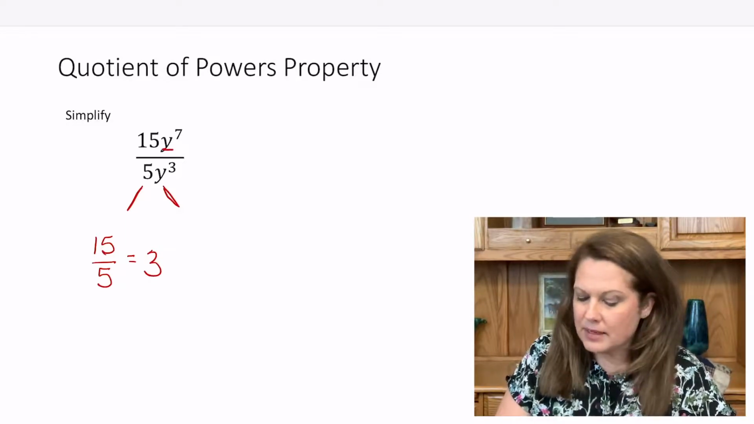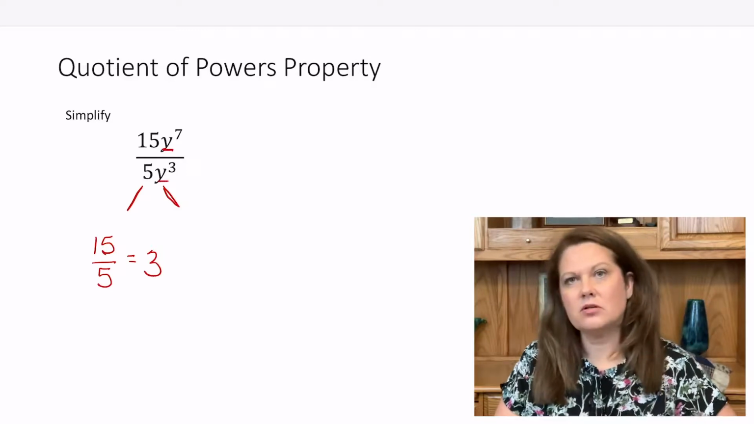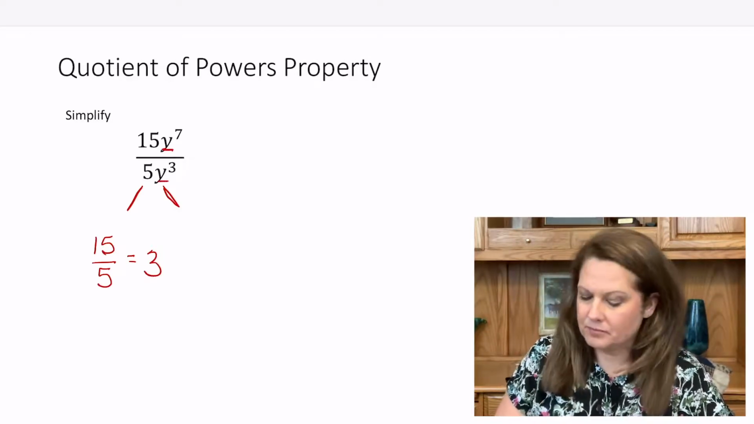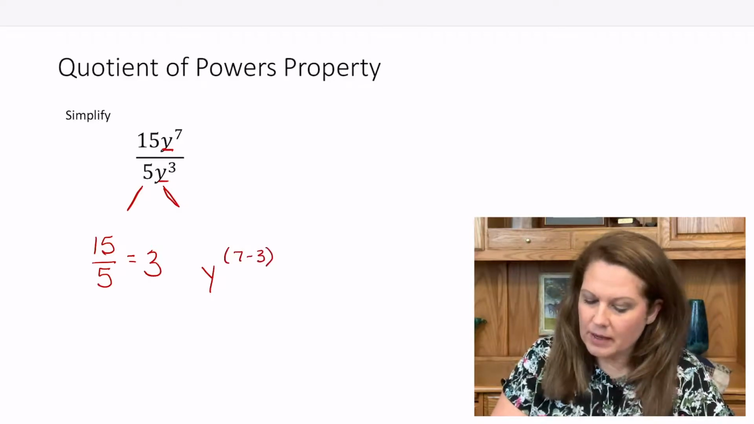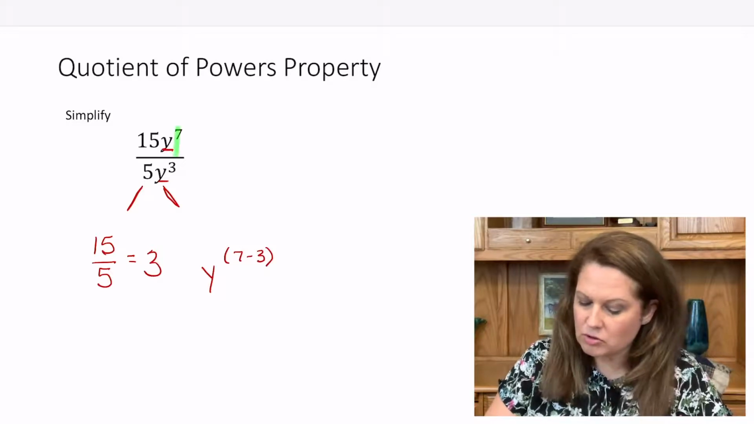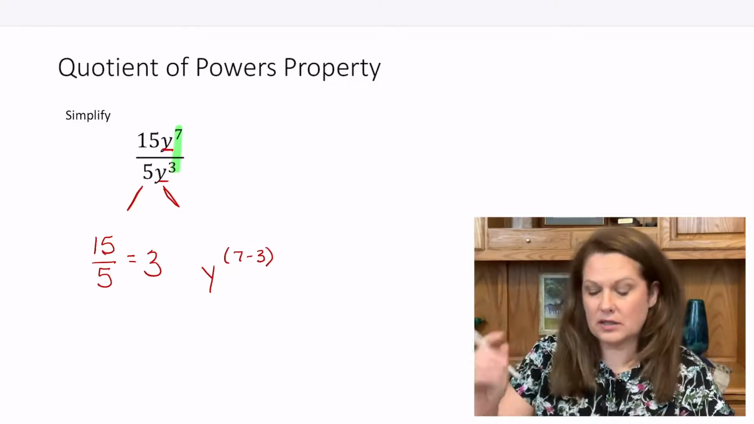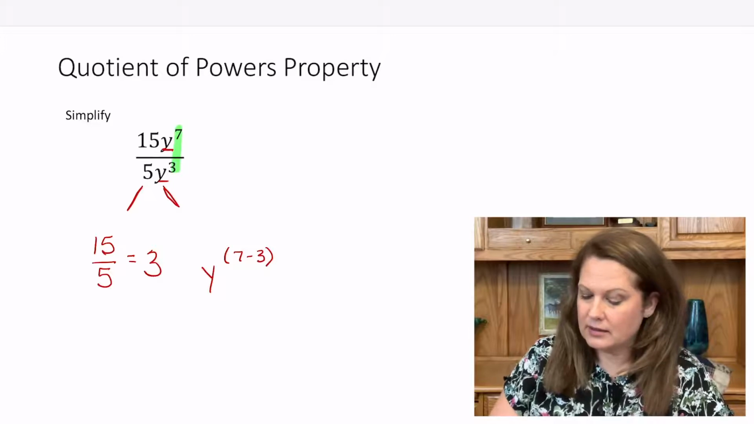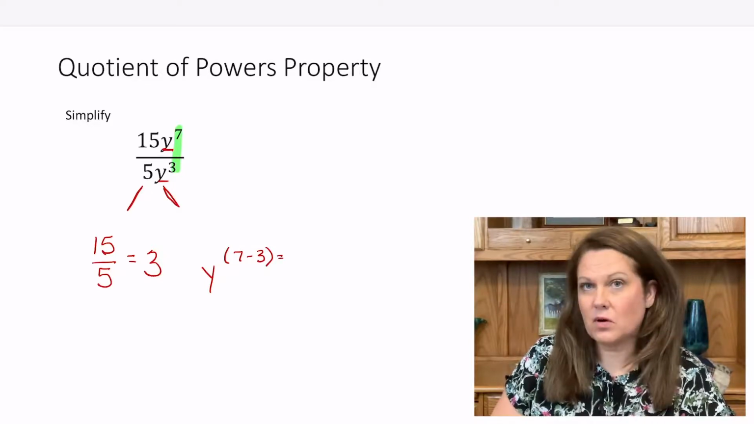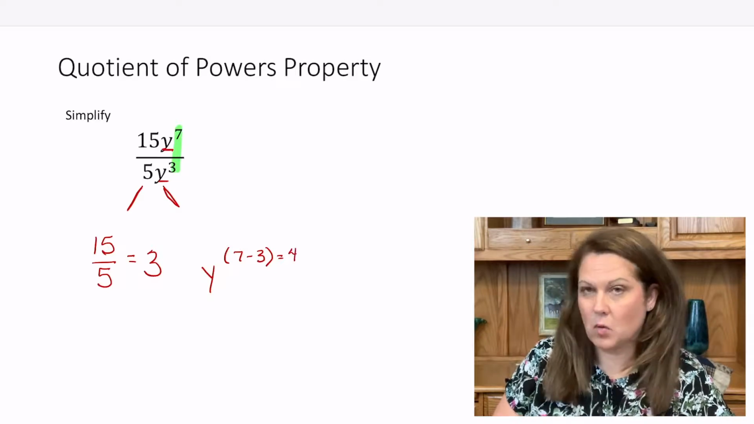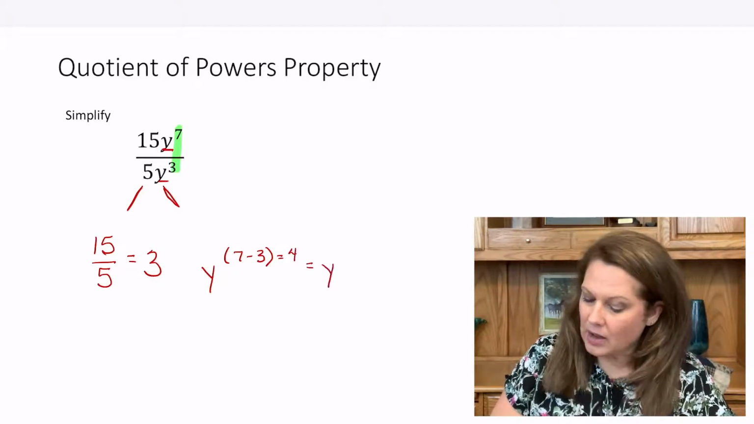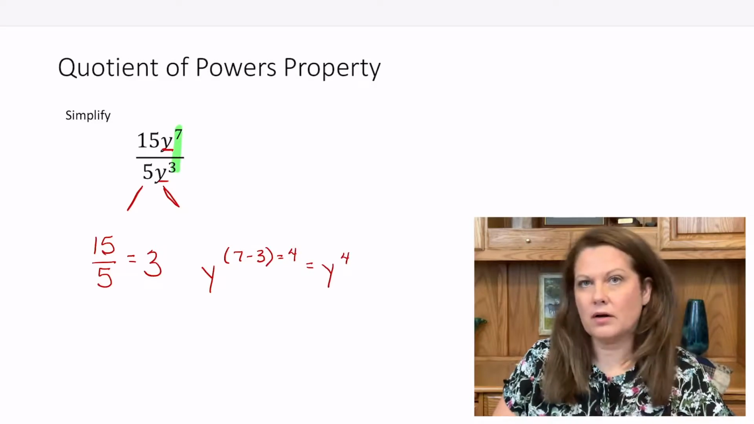Do we have the same bases on our powers? Absolutely, we have the base of y. So we're going to say y to the 7th power minus 3. Remember, we're going to subtract our exponents. That's our shortcut. And what is 7 minus 4? Or I'm sorry, gave you the answer. 7 minus 3, that's 4. So our power is y to the 4th.